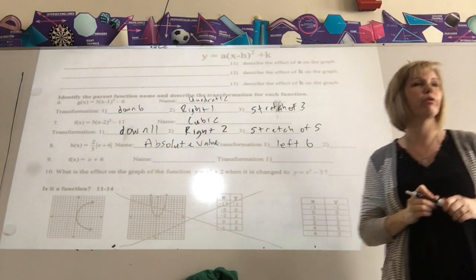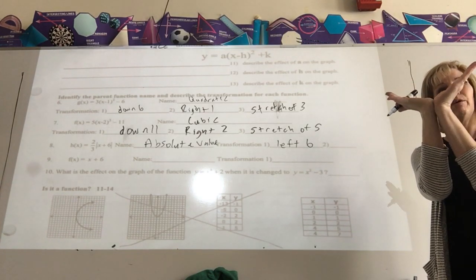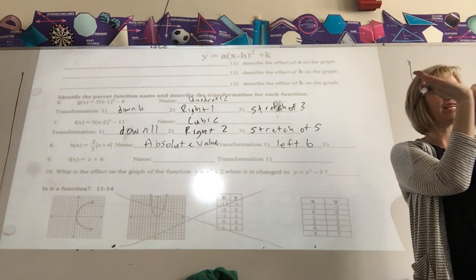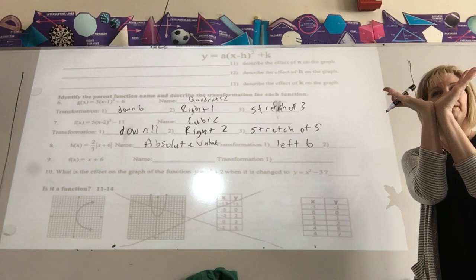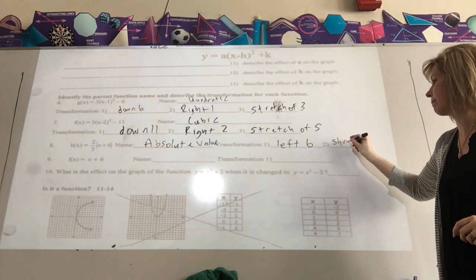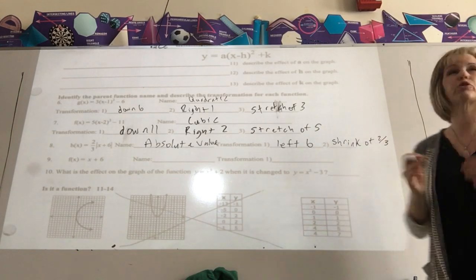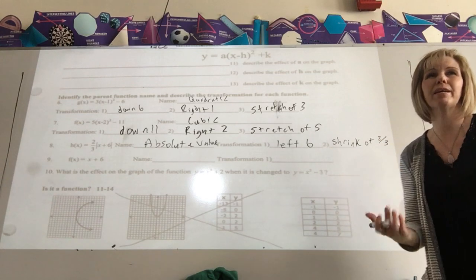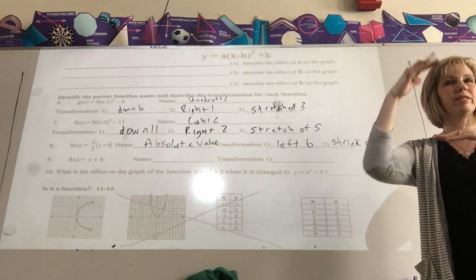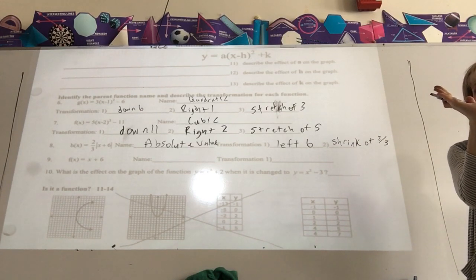Okay, what's the 2/3 mean? Because it's 2/3, it's really wider. Is that stretching your graph? Shrink. I'm going to write the word shrink of 2/3. It's a stretch or shrink. It's really going to be a shrink if it's a fractional value between 0 and 1. That's why I'll put that, because it's going to make it wider than the parent function.